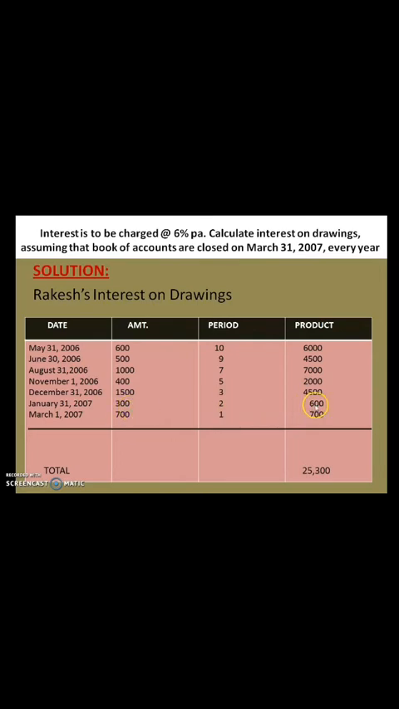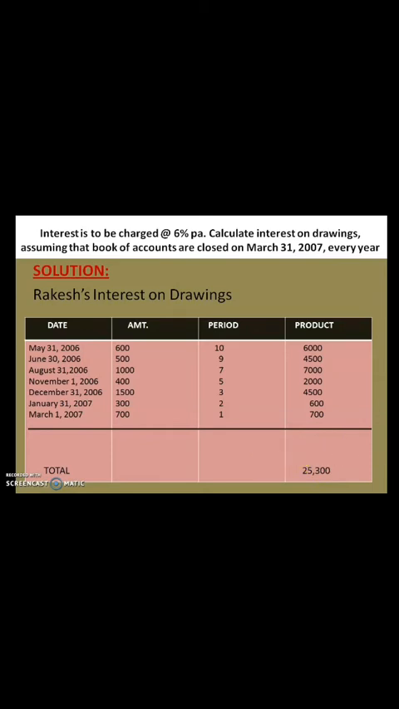300 into 2, that will give you 600. And 700 into 1, that will give you 700. Now next step is making total of the product side. That will give you answer as 25,600. Now this is one part of your answer.